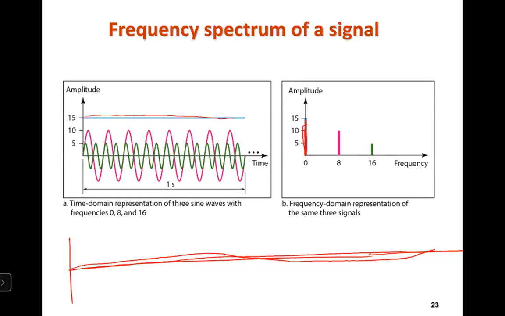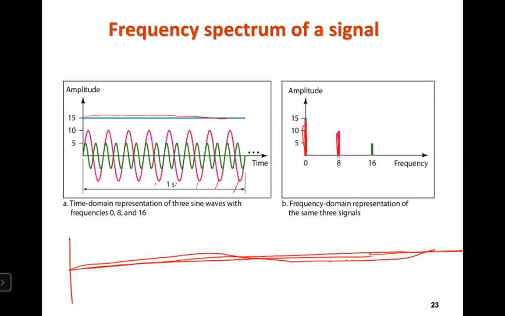Look at the pink line or red line. Okay, so that is completing how much? 8 cycles you can count. 1, 2, 3, 4, 5, 6, 7, 8. 8 cycles or 8 hertz it is. So that means I have one 8 hertz signal. So that's why its frequency domain representation is looking like a spike existing at 8.